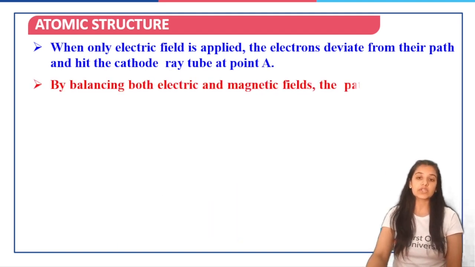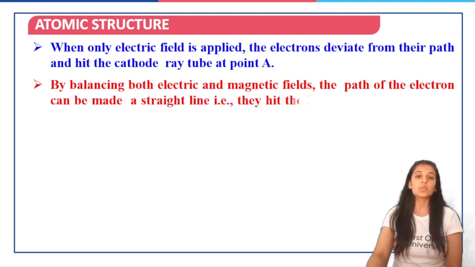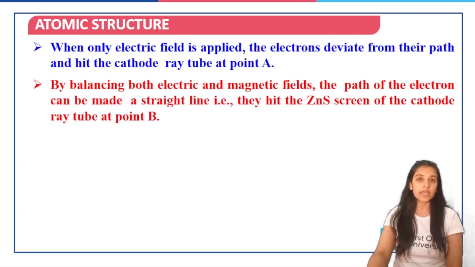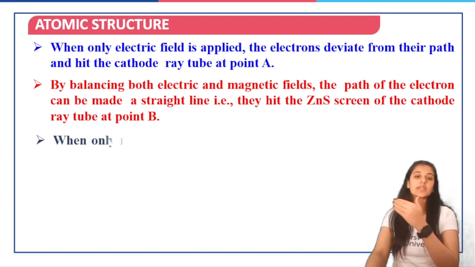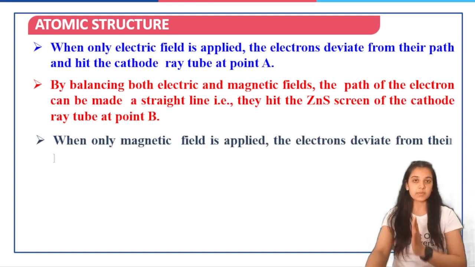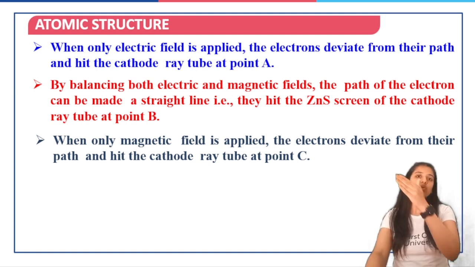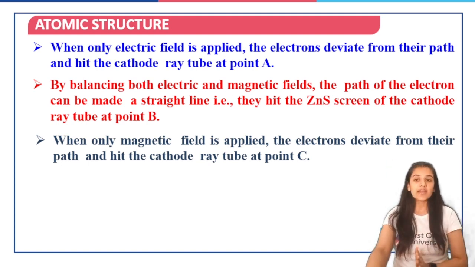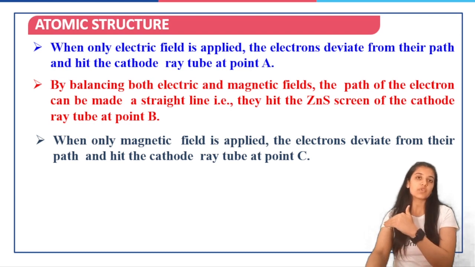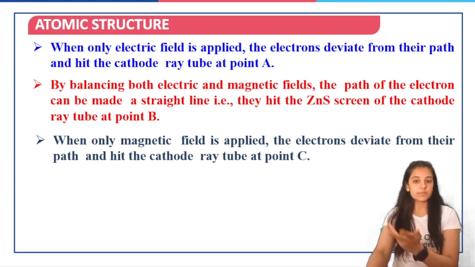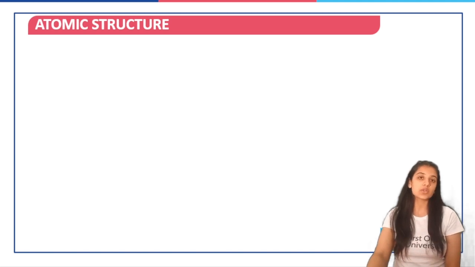By balancing both electric and magnetic fields, the path made will be a straight line. That is, it is going to hit the zinc sulfide screen at point B. And when only the magnetic field is applied, because the magnetic field is towards the downward, by simple logic, a field that is applied from upwards will pull the electron towards itself, and a field coming from downwards will make the electron deviate from its path towards the downward side. So it is going to hit the cathode ray tube towards point C.